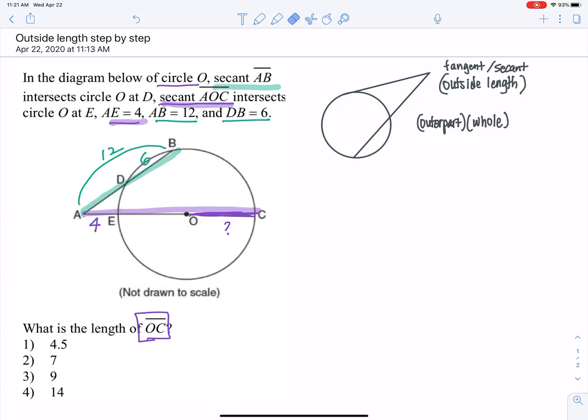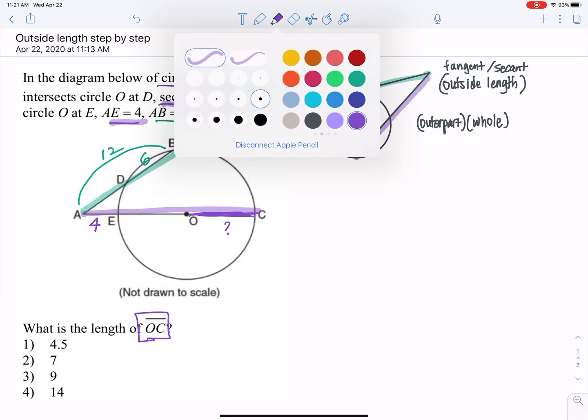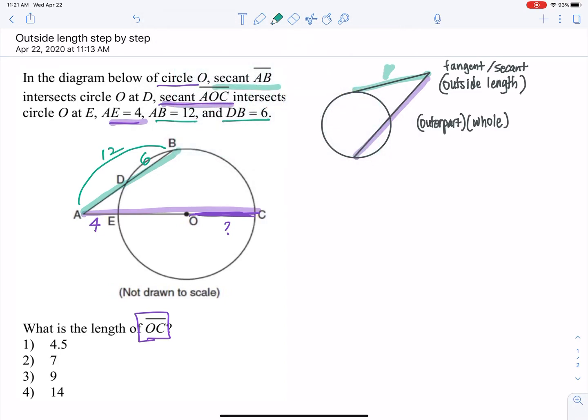Now, one thing you need to remember is you're looking at one segment at a time. Okay, so let's look at the green part. So let's call this star. And so if I wanted to solve for this, I have outer part. So the outer part is star. However, in this tangent, the whole thing is also a star. So outer part times whole.